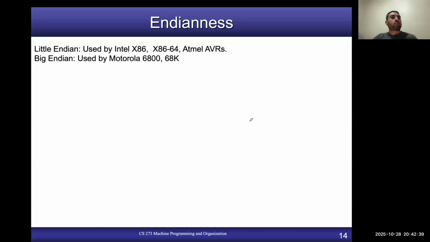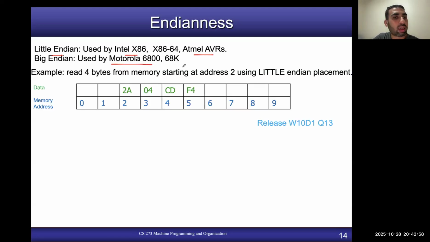Okay. So this little endian approach of putting the data in the memory or reading data from the memory is used in chips like Intel x86, x86-64, and Atmel microcontrollers, and the big endian approach is used by some other chips, for example, Motorola 6800 and 68K.